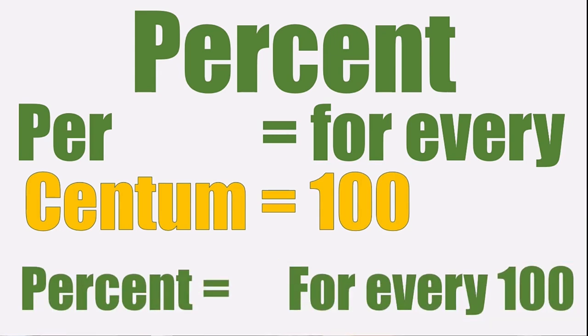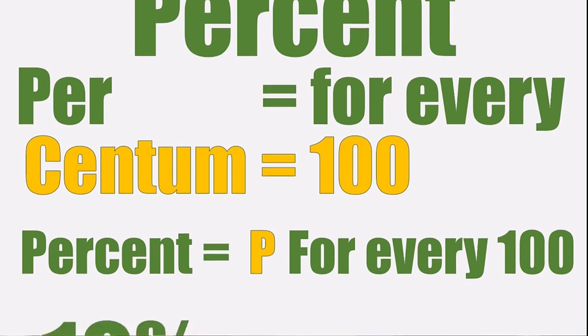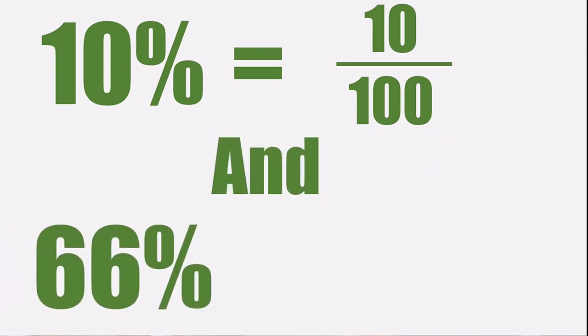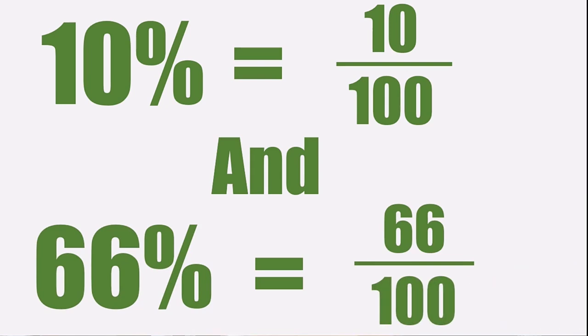Now when you see that sentence, for every 100, it looks like it's not complete. It needs to be some number for every 100. Now that number P is actually what we always calculate when we are getting percentage. For example, this symbol here is the percentage symbol, or the percent symbol. Now when you see a number like 10%, it actually means 10 for every 100. That's the rational form of 10%. And when you see a number like 66%, it actually means 66 for every 100.